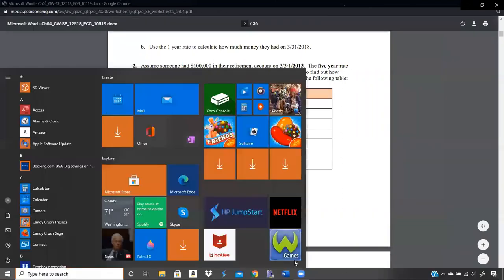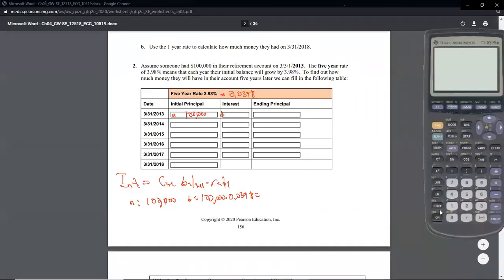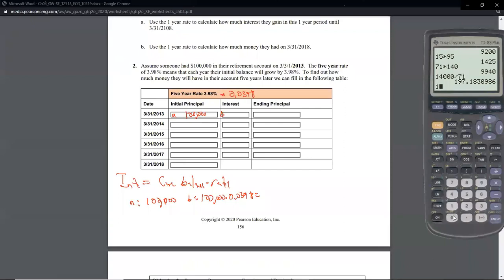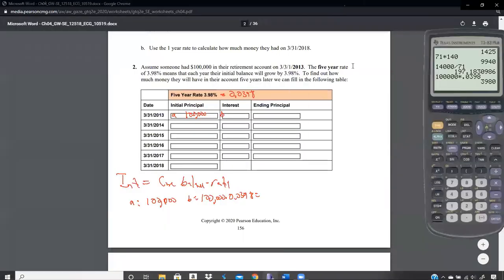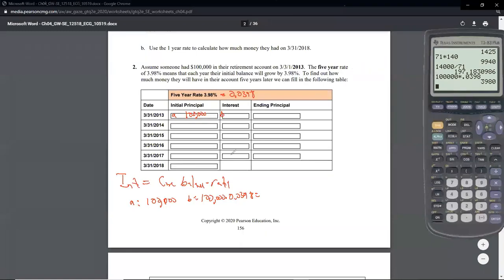Annotate, get my calculator, there we go. So 100,000 times 0.0398, and we end up with 3980. Oops, back on annotate. Calculator up there though, for this part. There we go.